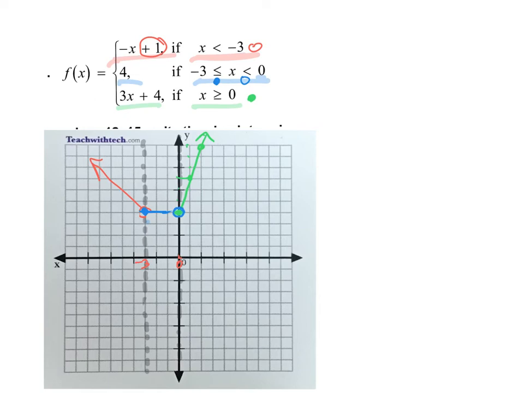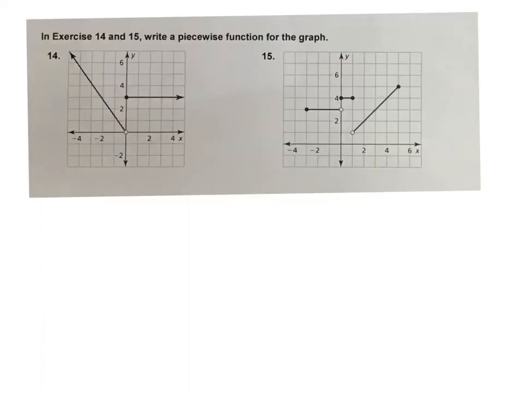And if you're not using colors, it's okay. The closed circle on top of the open circle just closes it, and you wouldn't see it. Okay, and lastly, we want to talk about writing piecewise functions. So let's look at the graph for number 14.